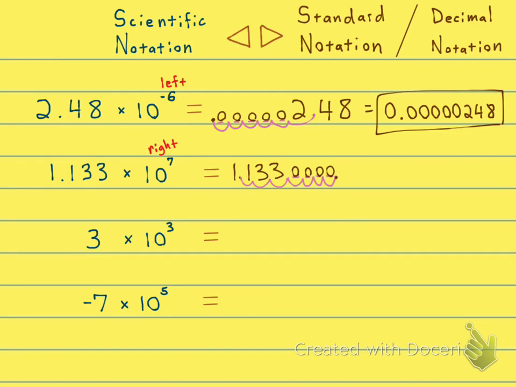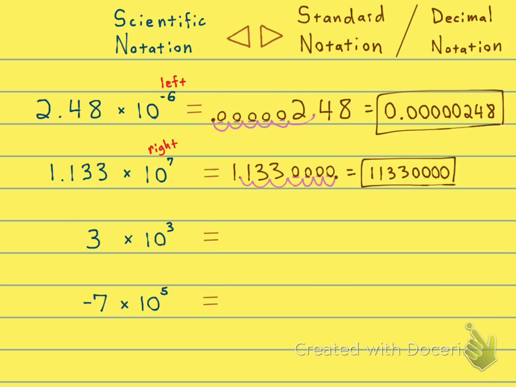Now my decimal would be here, but we don't have to write a decimal if it's a large number like this. If there's nothing to the right of the decimal, we don't necessarily have to write it if it's not significant digits. So here we go, 1133 followed by 4 zeros: 11,330,000.